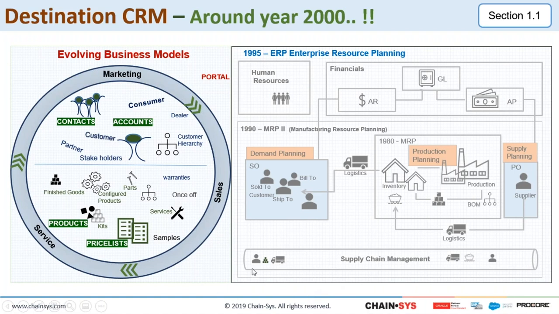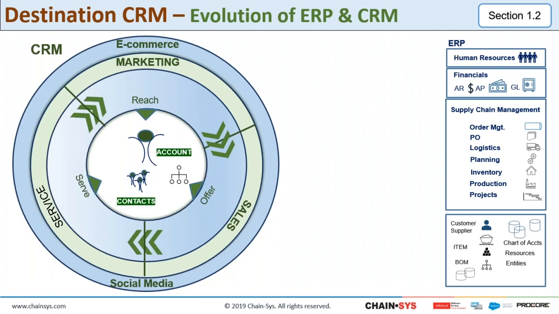So they thought that they will put all these things together, and along with that, the portal also started developing, the internet and other stuff. So this is how the CRM came about, right? So we are talking about 3 major functions: sales, service, and marketing. On the ERP side, we basically talk about human resources, financials, the entire thing on the supply chain bucket, which includes order management, purchase order, logistics, planning, inventory, production, projects, and any other information, warehouse management, all of them bundled together. And the major data involved are chart of accounts, resources, and several other entities.